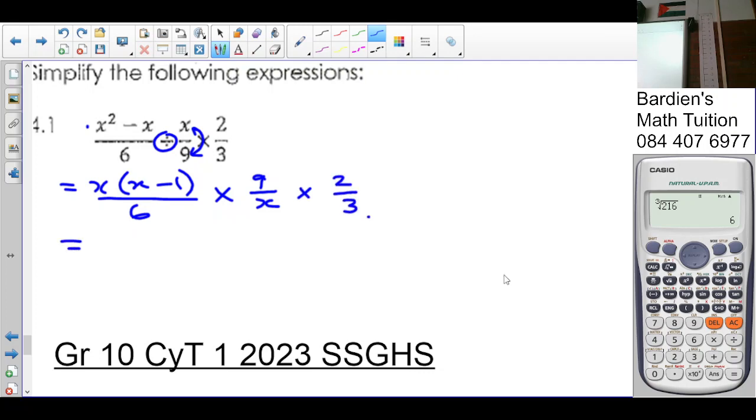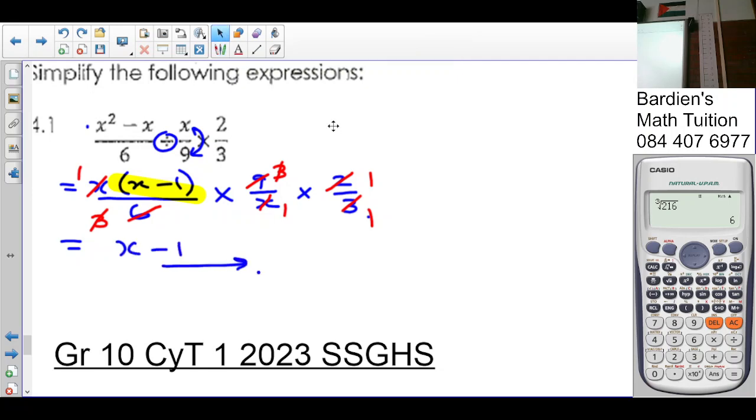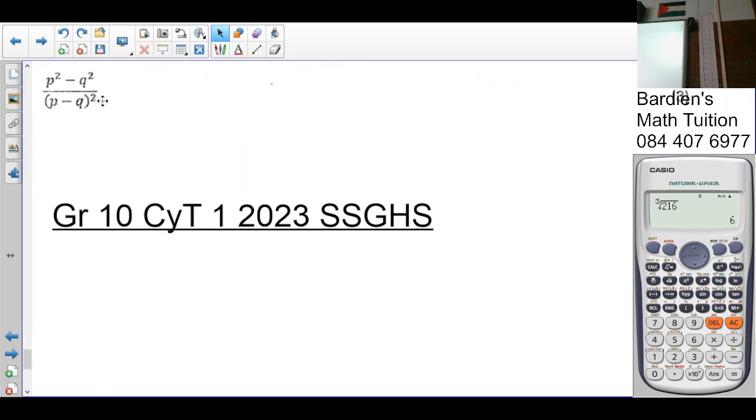Okay. So what happens now is that we can cancel. So x goes into x once, x goes into x once. 3 going into 3 once, 3 going into 6, into 9, 3 times. 2 going into 2 once, 2 going into 6, 3 times. 3 cancels 3. So the only thing we're actually left with is x minus 1. So it will be (x minus 1) over 1, which is in fact x minus 1. Okay. That's 4.1. Let's look at 4.2 I have in store for us.